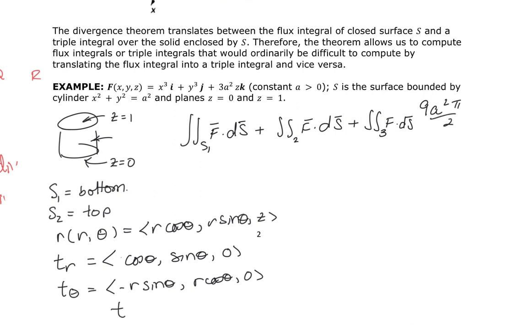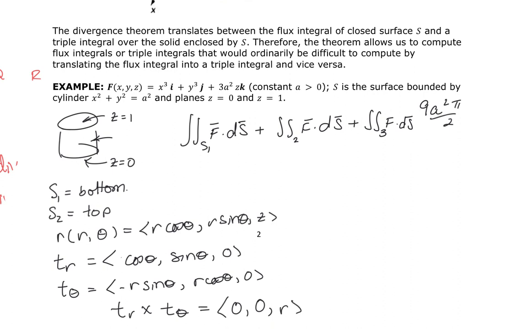T_r crossed with T_theta is going to be equal to 0 in the first position, 0 in the second position, and in the third position I'm going to end up with r cosine squared theta plus r sine squared theta, which, if we factor out an r, I'm just going to get r, because sine squared plus cosine squared is 1.